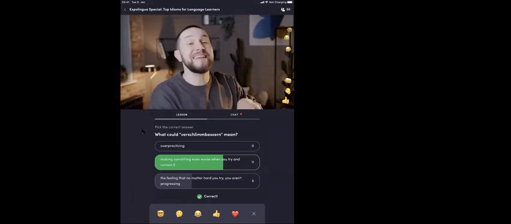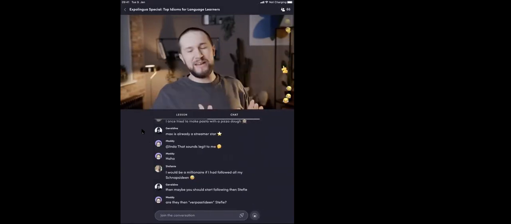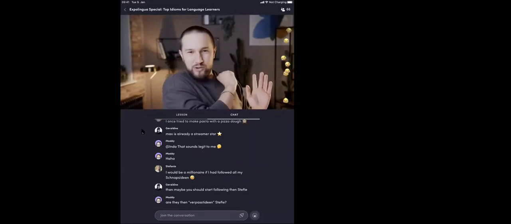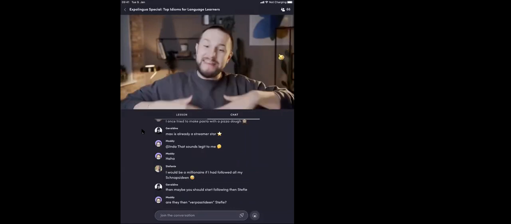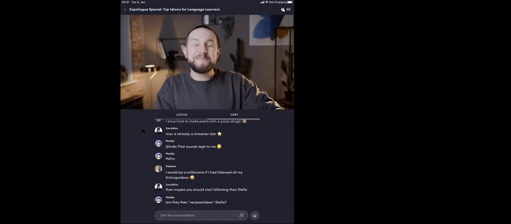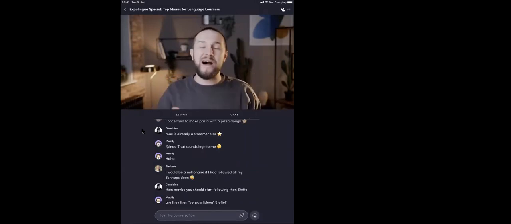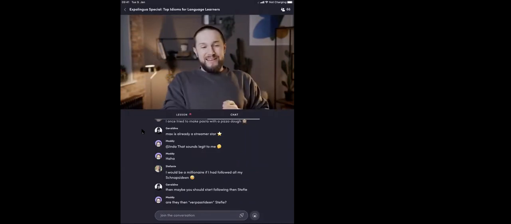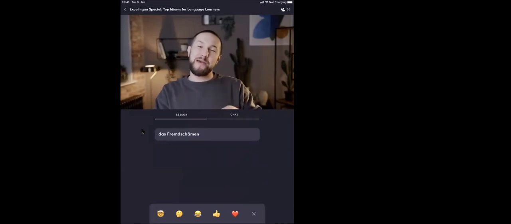I always did this with written language. I would write a letter and I'd be like, that doesn't look right. Let's make it shorter. And then before I knew it, it didn't make any more sense. Verschlimmbessern, the idea of making something worse whilst trying to improve it. Verschlimmbessern. Next up, we have das Fremdschämen.